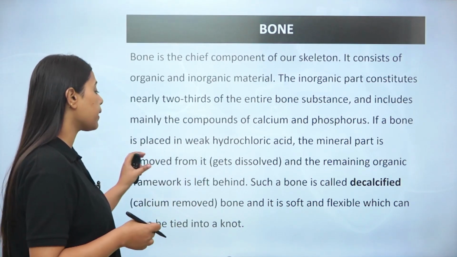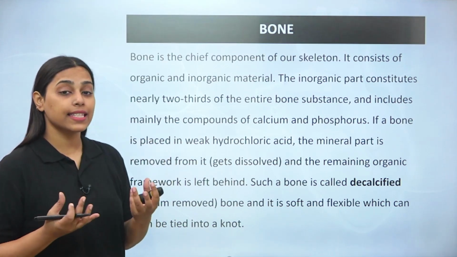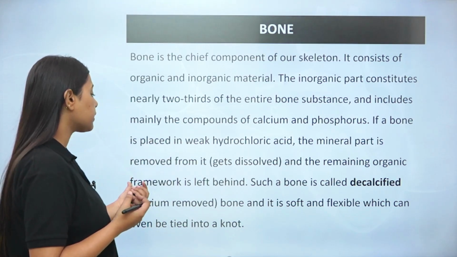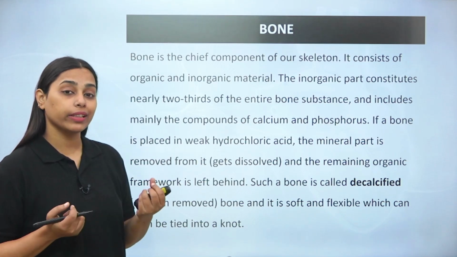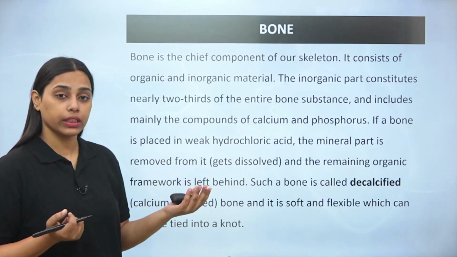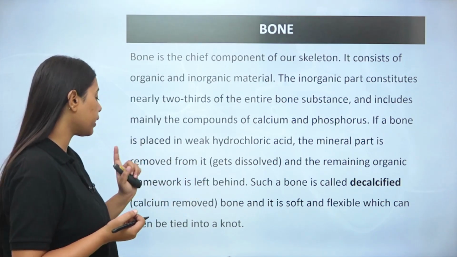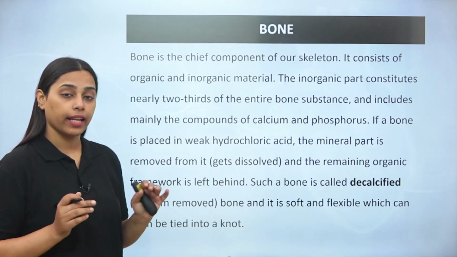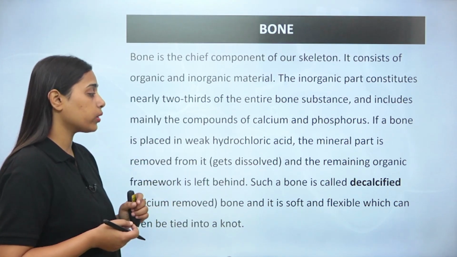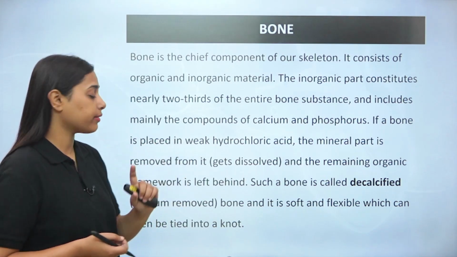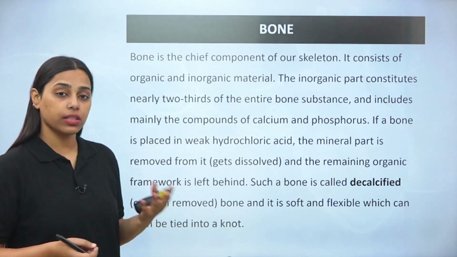If a bone is placed in a weak HCl, the mineral part is removed from it. That means it will get dissolved in it. There will be a simple displacement reaction and the remaining organic framework is left behind. Such a bone is then called decalcified bone, where calcium is removed.